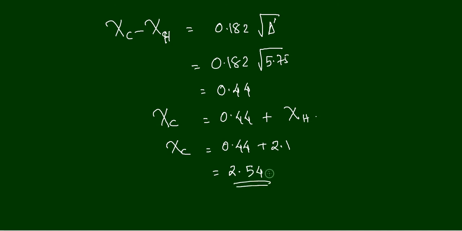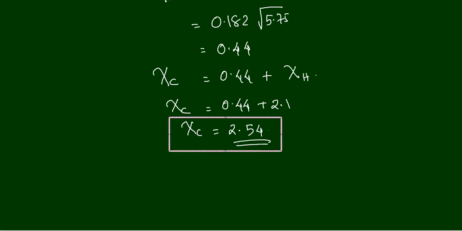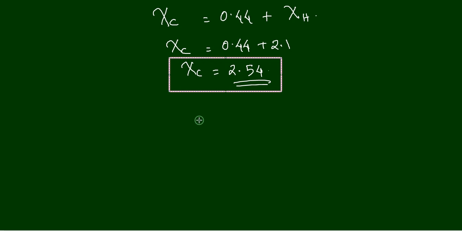So that is the electronegativity of carbon. We used Pauling's approach to find the electronegativity of carbon. So chi C is equal to 2.54. Let me put that in a box; we will use this later on. Now you know what Pauling's approach of electronegativity is and how we can get the electronegativity of different elements compared to hydrogen or fluorine.